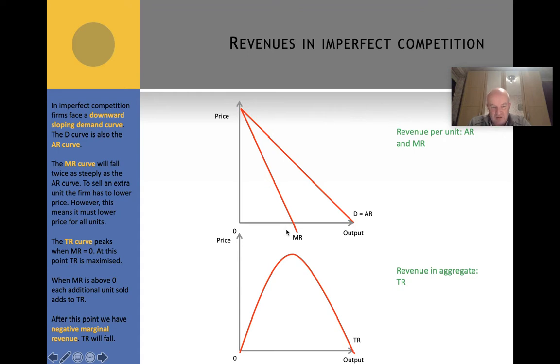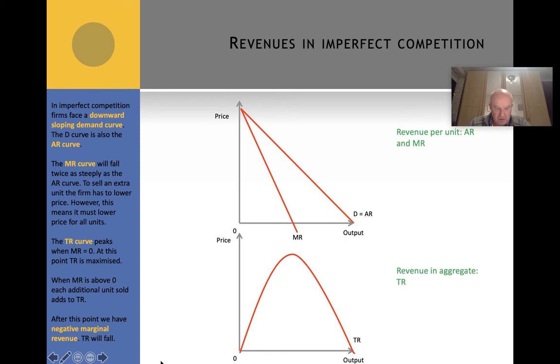That's because to sell an extra unit of output, the firm has to lower its price, and it has to do that for all subsequent units as well, which causes somewhat of an issue. Just bear in mind that the marginal revenue will always be significantly less than the average revenue. Remember, we're showing revenue per unit as average revenue and marginal revenue, but we're also looking at total revenue in aggregate terms.